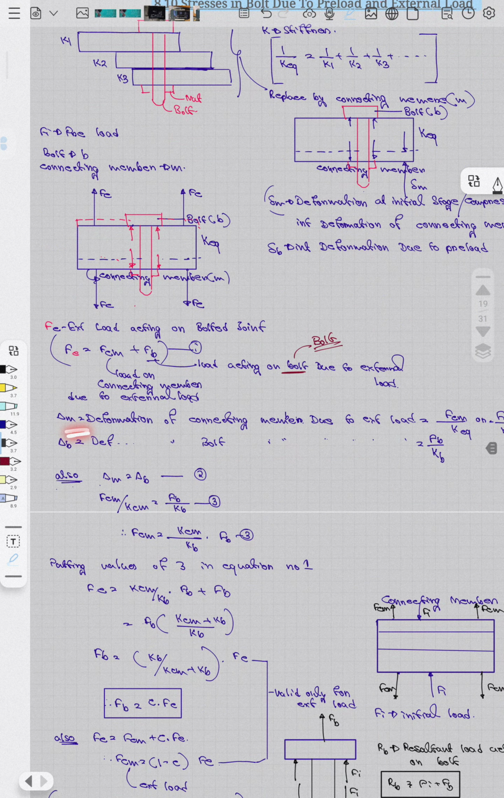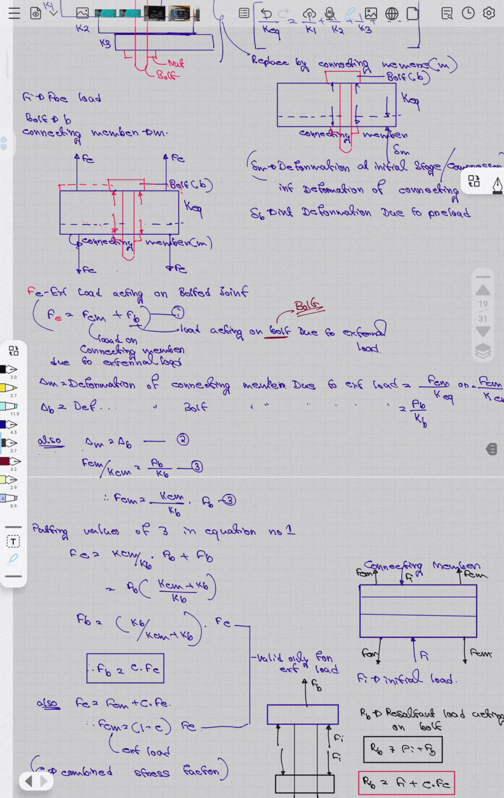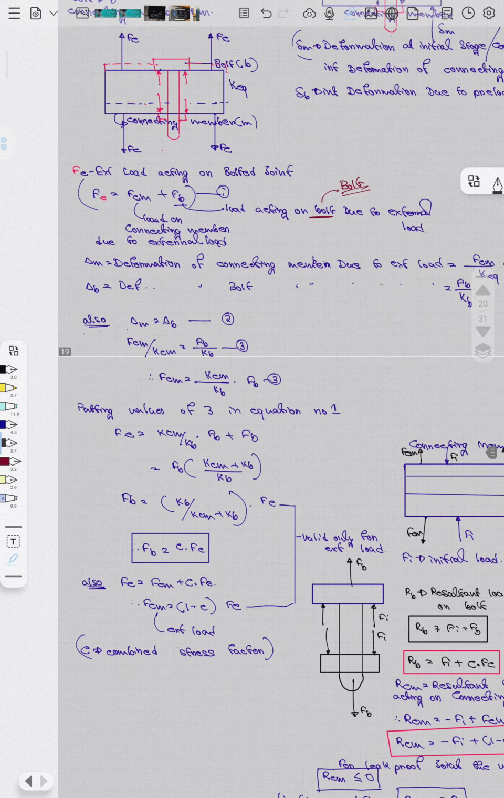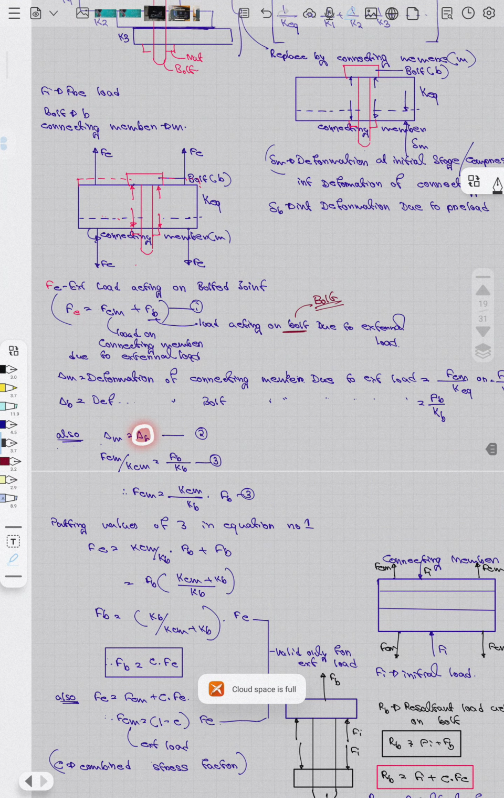And delta M is the deformation due to the force. F equals K into delta X. That's how we can see FCM by K equivalent equals FB by KB. Now delta M equals delta B, the connecting member deformation and the bolt deformation are the same. So FC equals KCM by KB times FB we are getting.